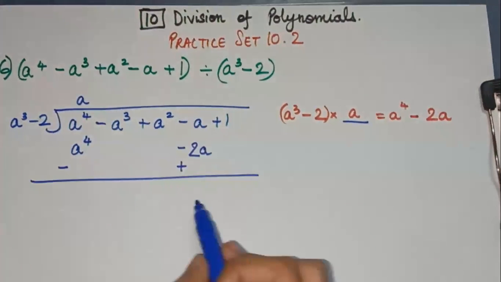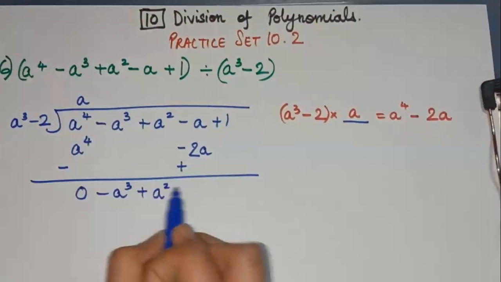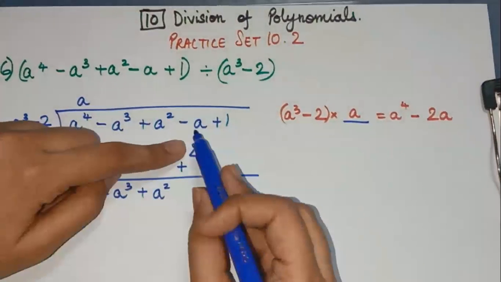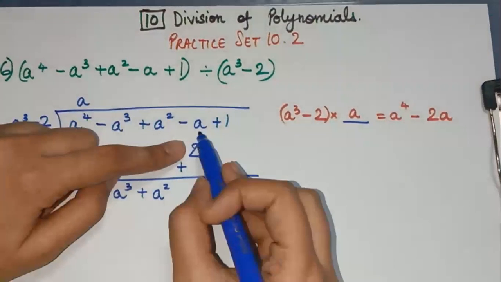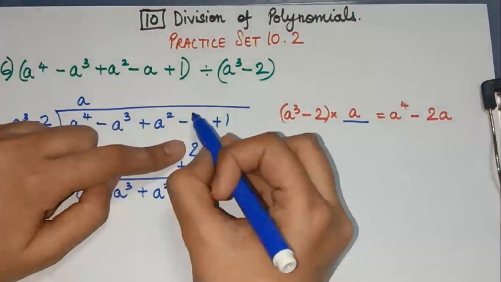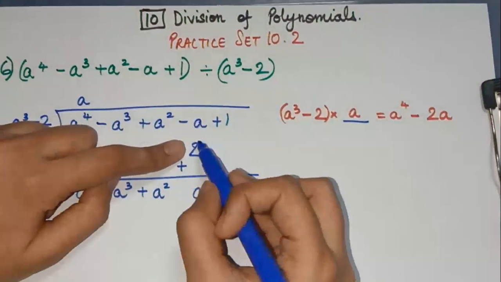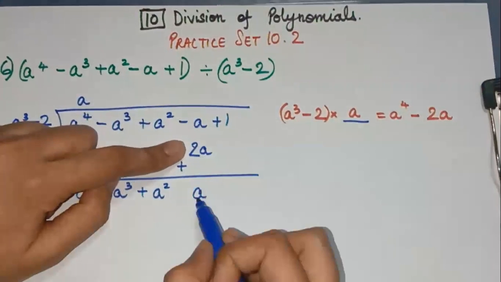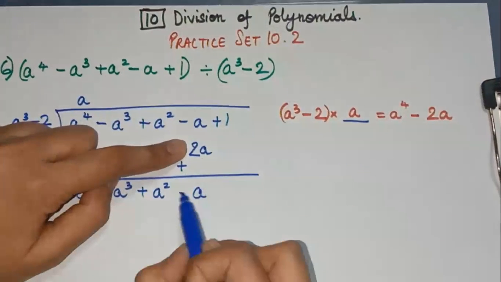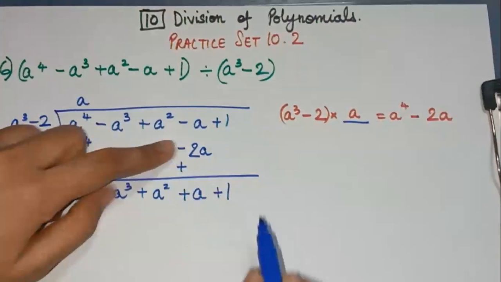Here I am left with 0 minus a cube plus a square. As it is. Here minus changed to plus, so minus plus is minus. 2a minus a is going to give me a, right? There is no number, that means I have 1 over here. So 2a minus a, or 1a minus 2a, is going to give me a. The sign of the greater number is 2a, so I have a positive sign for a, and I am left with the number 1.